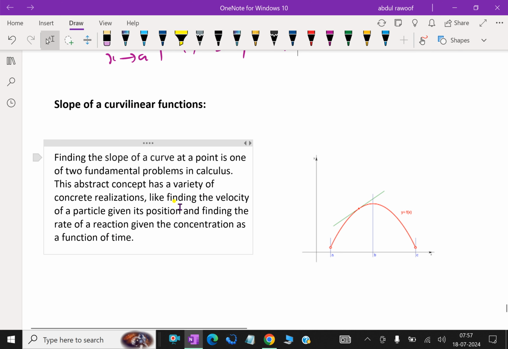Slope of a curvilinear function, that is, the slope of a curve. Finding the slope of a curve at a point is one of the two fundamental problems in calculus. This abstract concept has a variety of concrete realizations, like finding the velocity of a particle given its position and finding the rate of reaction given the concentration as a function. But here, at some particular point the slope is horizontal to the x-axis, which gives a slope of 0, and at that point the curve has its maximum value.